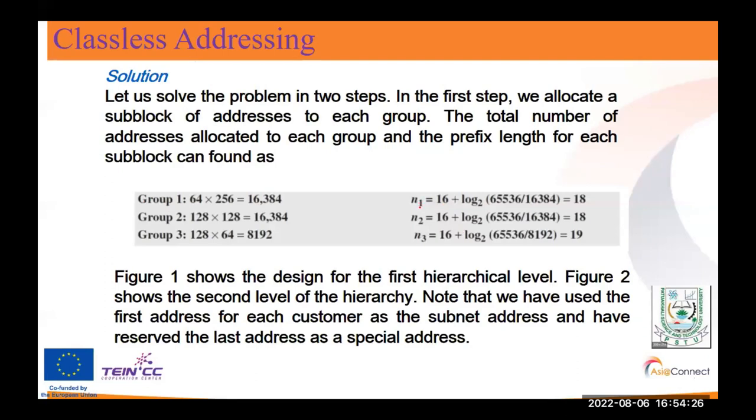Okay, so the subnetwork prefix: n1 equals 16 plus log2 of N divided by N_sub. That means for group one, N_sub is 16,384, and the total addresses is 65,536. Then n1 will be 18. And group two, in a similar way, 128 times 128. So n2 equals 16 plus log2 of 65,536 divided by 16,384. Then n2 equals 18. And in this way, group three, n3 equals 19. Is it clear or not?